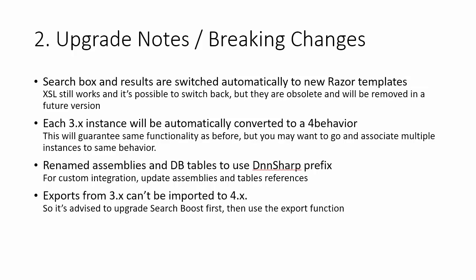A breaking change which comes from the fact that we've done this big refactoring is that all references to our tables and to our assemblies will have to be updated, because we've renamed our assemblies to have the DNN Sharp prefix, and also in our code the namespace changed to DNN Sharp. Previously it used to be AVD. So if you have custom integrations or you reference our tables in SQL queries, you'll have to update them manually.